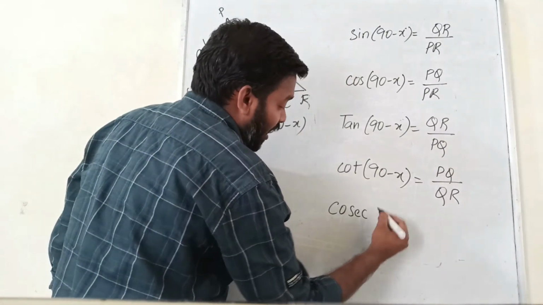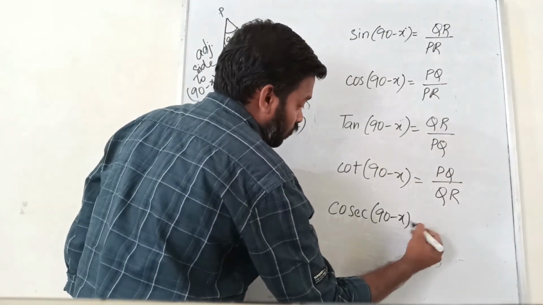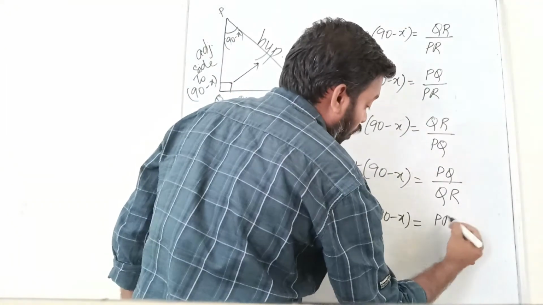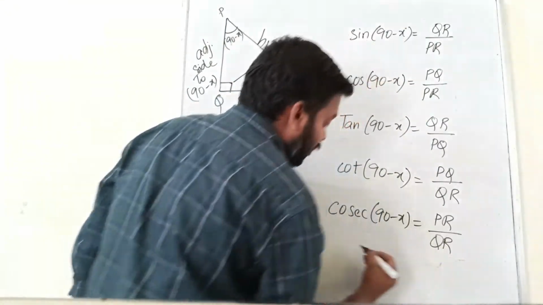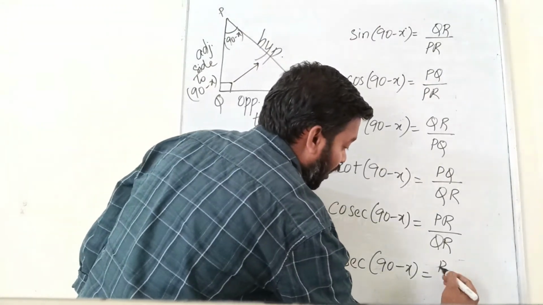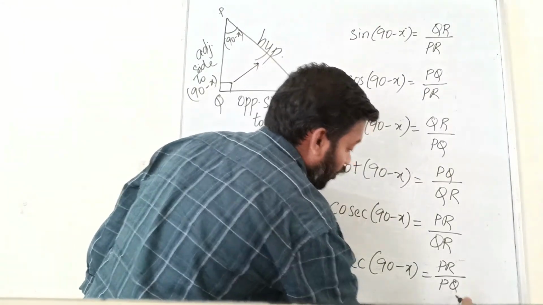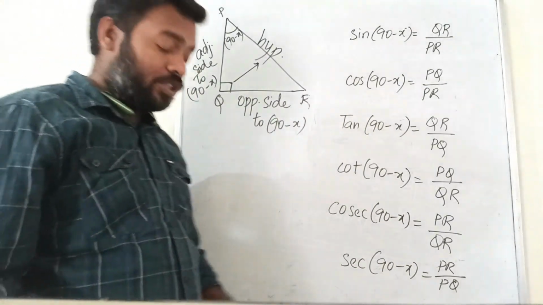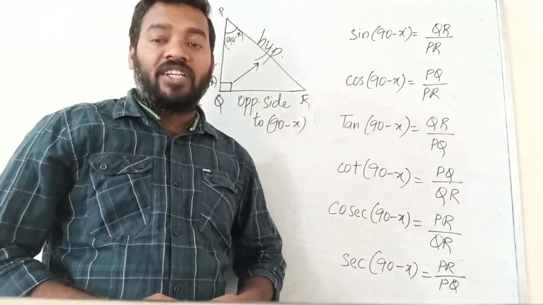Cosecant 90 minus x is PR by QR. And the last one, secant 90 minus x is PR by PQ. These are the trigonometric ratios for angle 90 minus x.